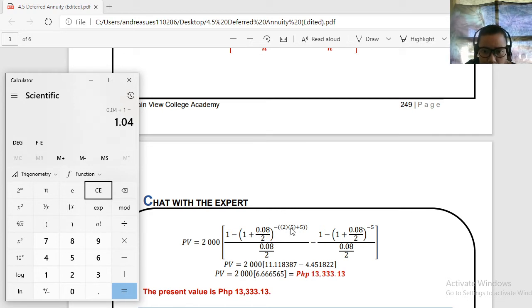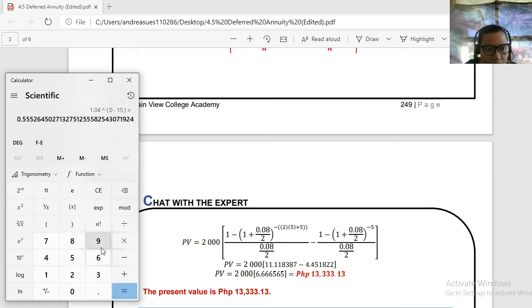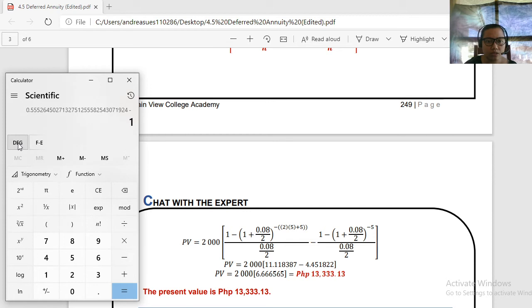And then we are going to raise it with a power. 2 times 5 is 10 plus 5 is 15. So it's negative 15. So let's raise it with a power and enclose it with parenthesis, depending upon the calculator. So here the result is 0.5555 and so on. So the result of this part of the equation is this. And then we are going to subtract this from 1.